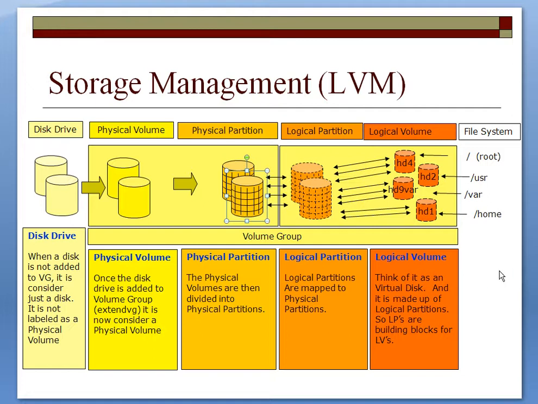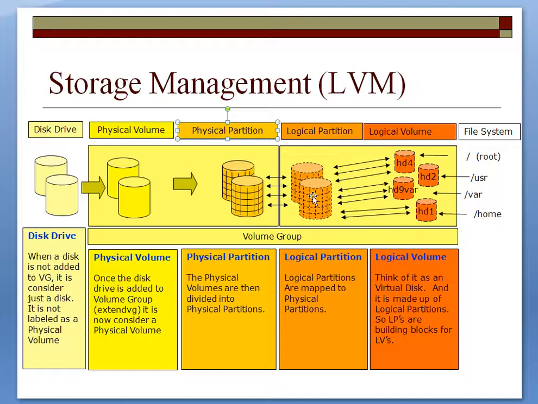Okay, back to the concept. You add the disks to the volume group, and now they're called physical volumes. Every physical volume in that VG will be partitioned into physical partitions, also referred to as PPs. Then these physical partitions are pointed to by another kind of partition referred to as logical partitions. It seems a little redundant, but these logical partitions are there for a reason.